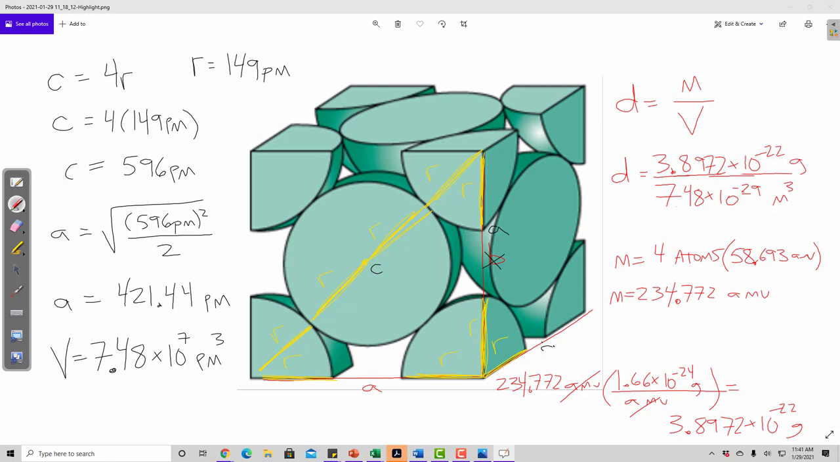So now I can divide that by the volume, 7.48 times 10 to the negative 29th. And we get that the density equals 5.210 times 10 to the sixth grams per cubic meter would be the density.